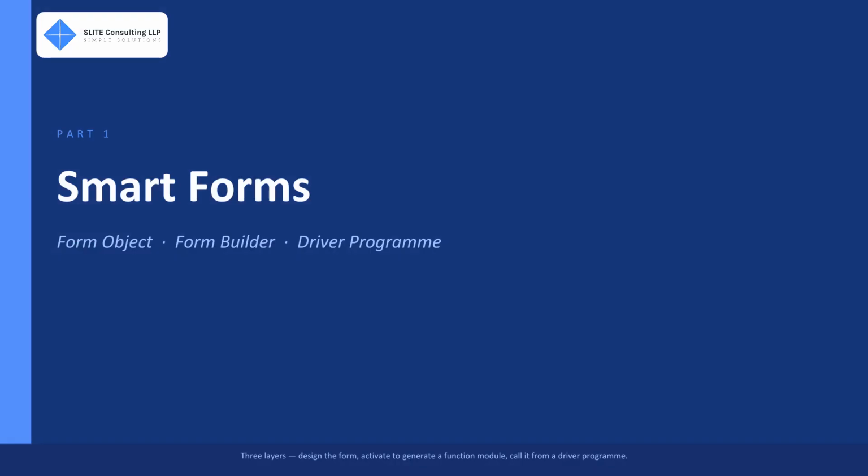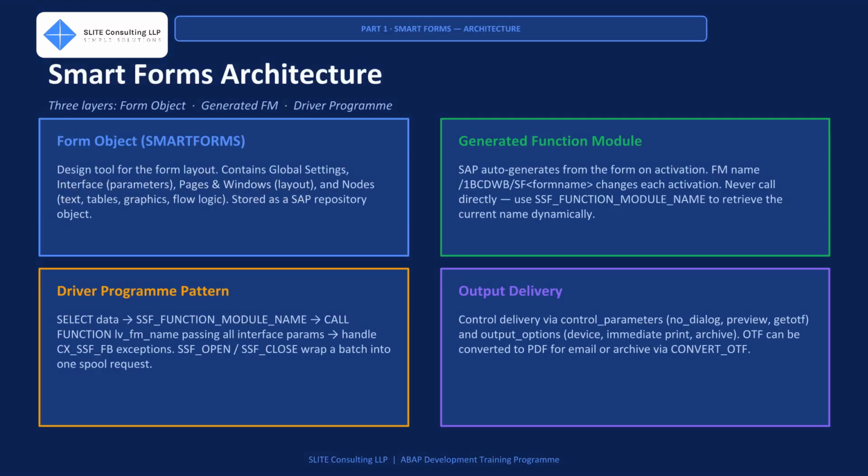Part 1 introduces Smart Forms, the long-standing SAP form technology. It is built on 3 layers: a form object you design in transaction SMARTFORMS, a function module that SAP generates automatically each time you activate the form, and a driver program that you write to load data and call the form. The clean separation between form design and driver code is what makes Smart Forms maintainable in production. Form designers can refine layout and node trees in Smart Forms while developers update only the driver when business logic or data sources change.